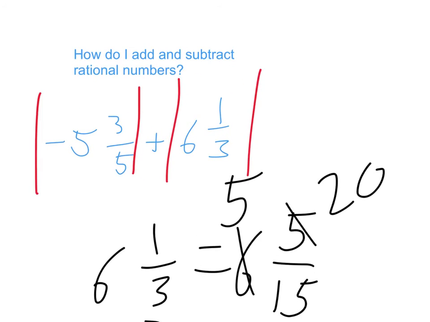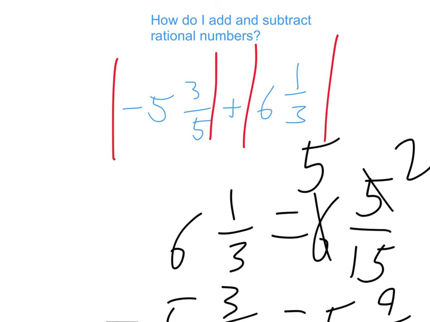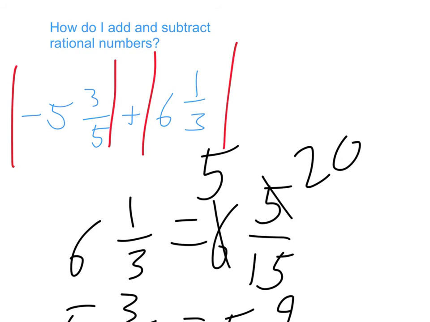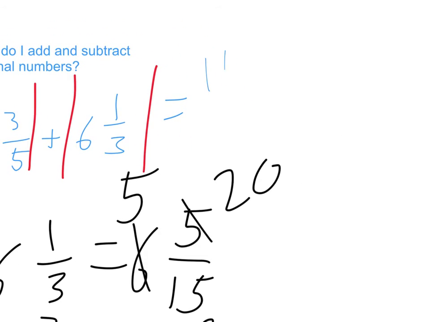When I go back to answering the original problem, negative 5 and 3/5 plus 6 and 1/3, my actual answer is going to be 11/15. And remember, that's going to be a positive 11/15 because the 6 and 1/3 had the higher absolute value.